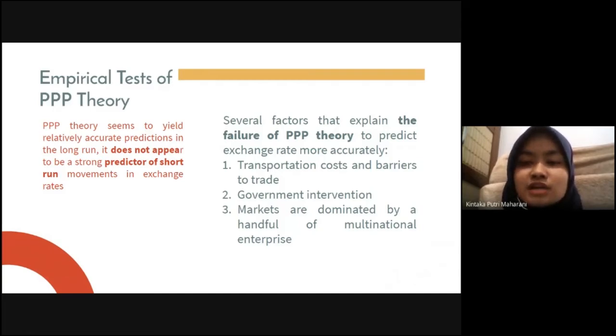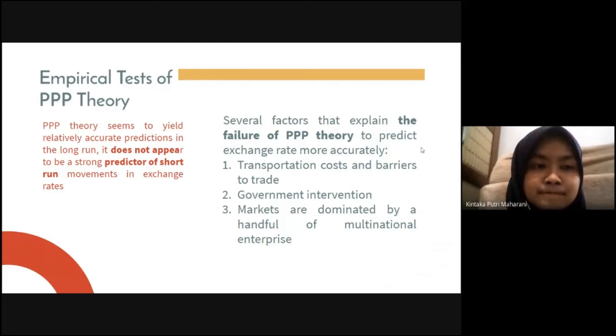Government intervention in cross-border trade, by violating the assumption of efficient markets, weakens the link between the relative price change and the relative exchange rate predicted by triple P theory. And then the third one is that markets are dominated by a handful of multinational enterprises, for example like Unilever and P&G, because they have sufficient market power to be able to exercise some influence over price. They can also control the distribution channel and differentiate their product offering between nations, for example like their packaging.